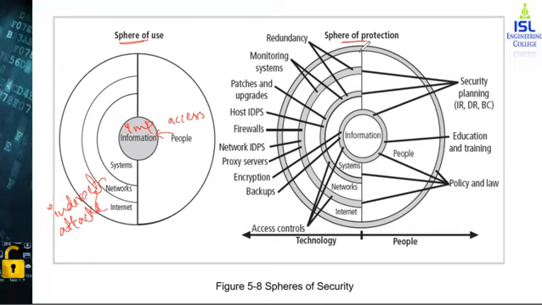At the right, you have the sphere of protection. This figure tells you that between each layer of the sphere of use, that is your internet, network, system, information, people, there should be one layer of protection added between each layer. That is, between information and system, there should be a layer of protection. Between the system, networks, and internet, there should be a control. In this diagram, these shaded areas are your level of protection.